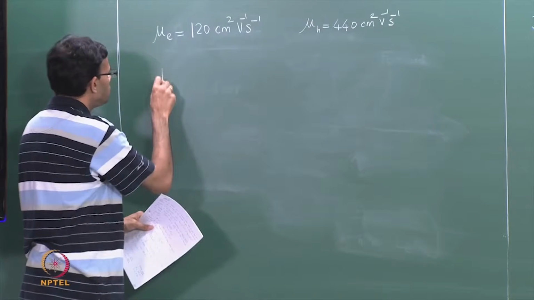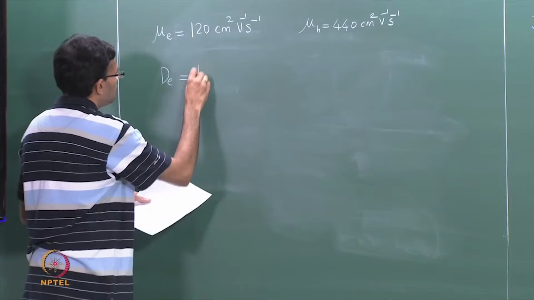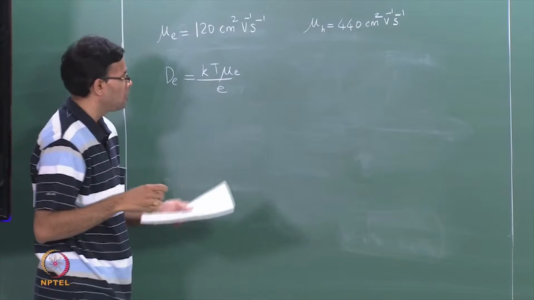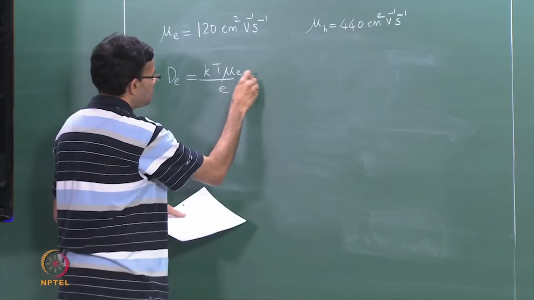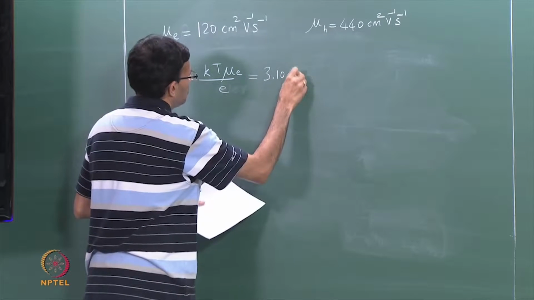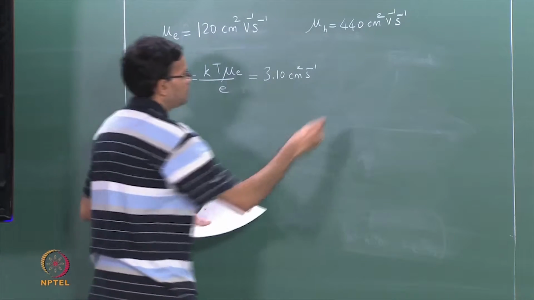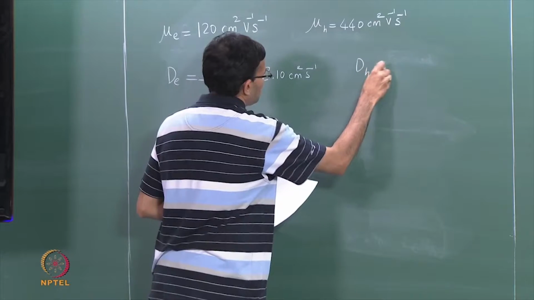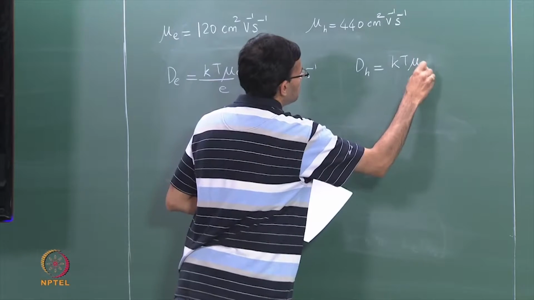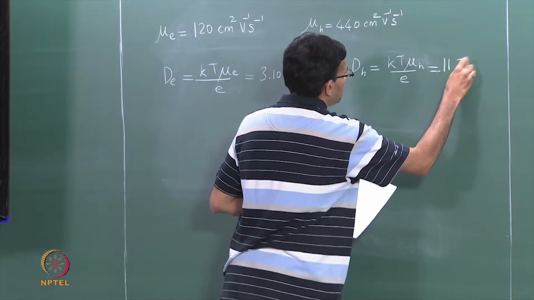So, once we know mu, we can calculate the diffusion coefficient, nothing but kT mu e over e. So, if I substitute all the values, this gives me the diffusion coefficient of the electrons. So, 3.1 centimeter square per second. You can also get the diffusion coefficient for the holes. This is 0.39.